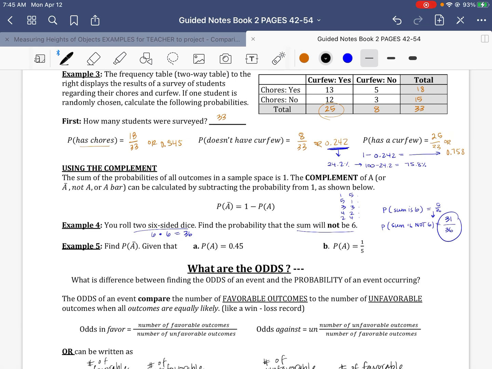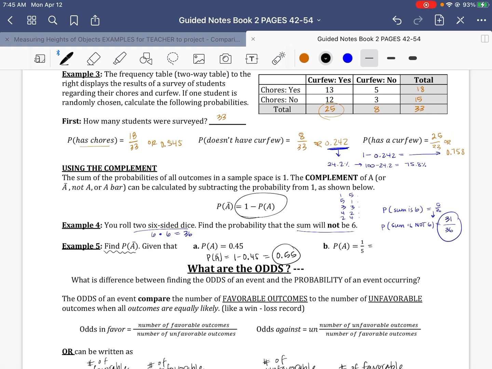On this next example, if we're given the probabilities, then we can just do the subtraction and use kind of that rule. So if the probability of A is given and we want to find the probability of not A, or the complement, then we would do the probability of not A would be equal to 1 minus 0.45, or in other words, 0.55.